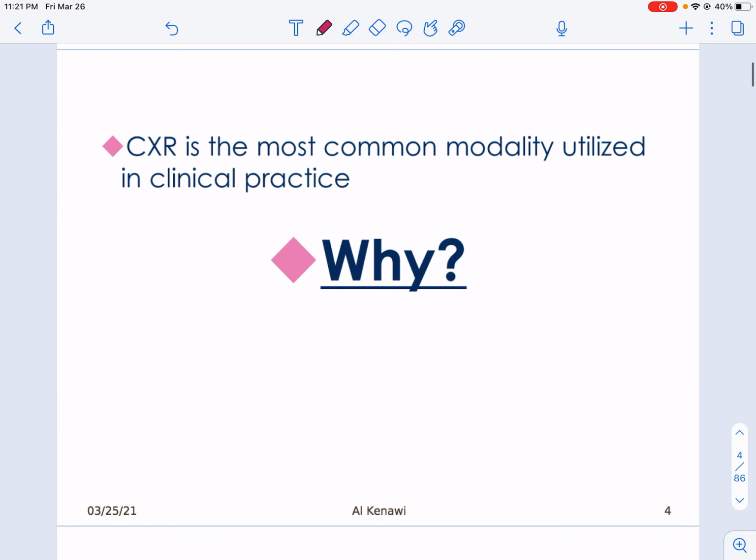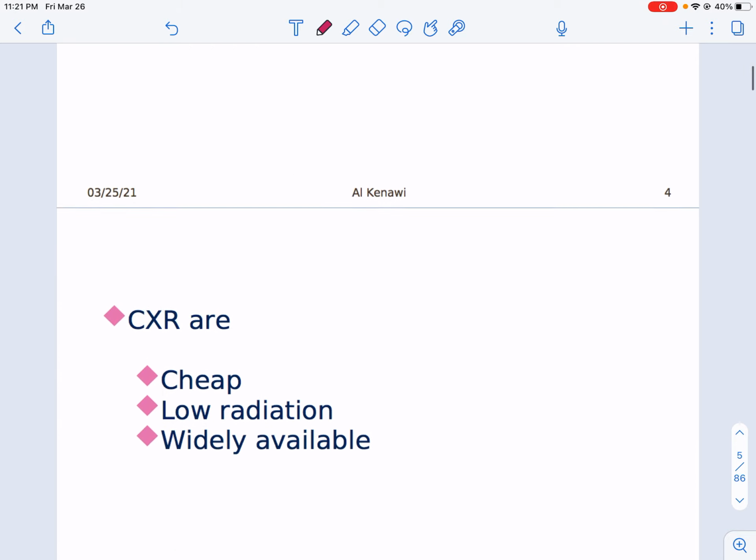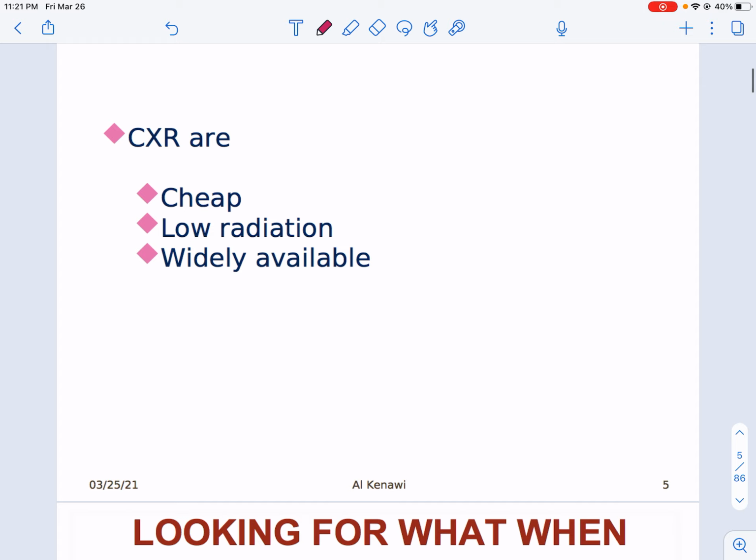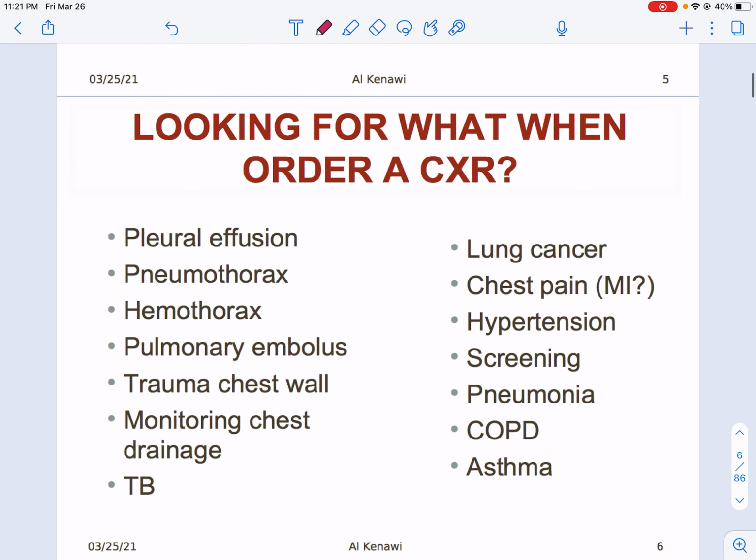Why is the chest x-ray the most common modality to use in clinical practice? Basically for three reasons. The first one is that chest x-ray is cheap, it has low radiation, and it is widely available. Most hospitals have a machine to do a chest x-ray.